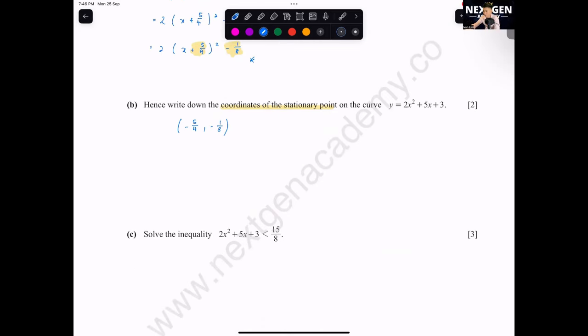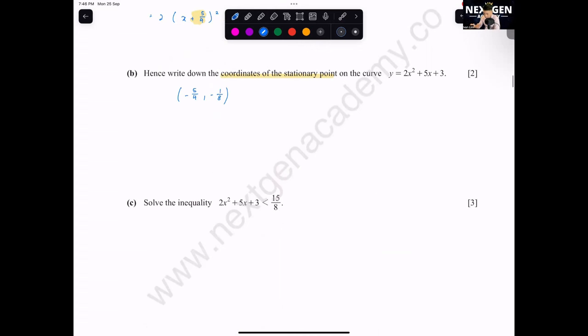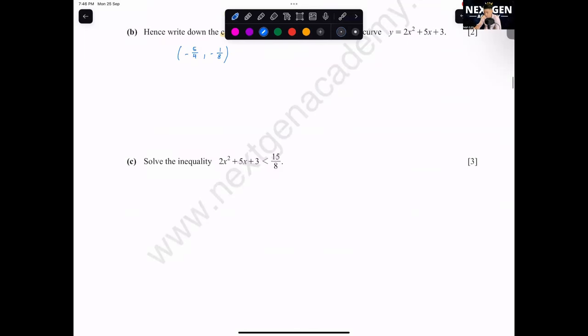Next one. Solve the inequality 2x squared plus 5x plus 3 less than 15 over 8. This one you can use the CTS form above, or if you want to solve it by doing a new quadratic equation, also is fine. So it's up to you. Your answer eventually will be the same anyway. So if you want to use the CTS form from above, you continue. Change it to CTS first. Then you make x as the subject. So this one, you just bring the 1 over 8 to the right-hand side first.